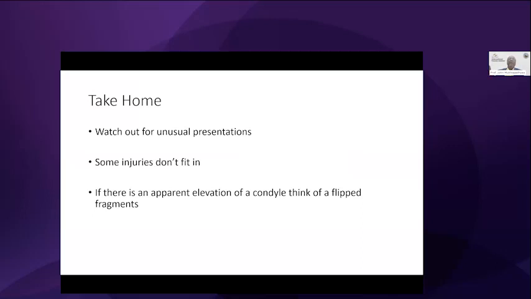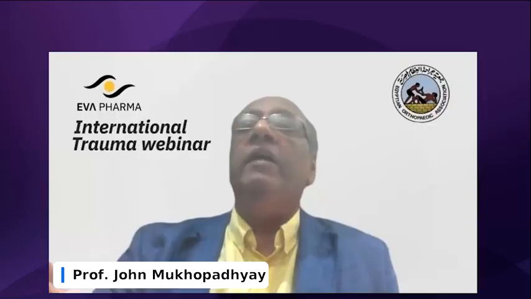And if you find an apparent elevation of the condyle, think about a flipped fragment of the condyle, which may be responsible for this fragment being elevated rather than depressed, which would be the normal presentation that you see with a tibial condyle fracture. So I think with that, I will stop. And if there are any questions, I would be happy to take them. I'll stop sharing my screen.